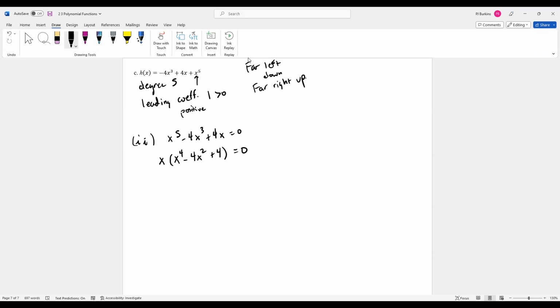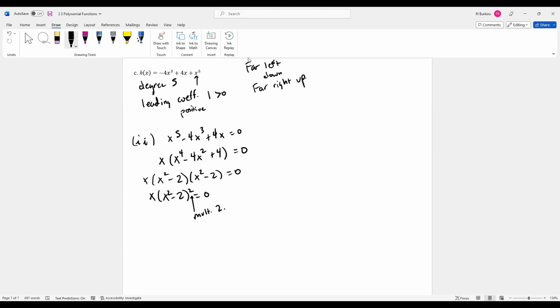I can factor this. I'm still looking for two numbers that multiply to 4 and add to -4. Those would be -2 and -2 again. Notice I have x squared and x squared. That's required in order for me to get x to the 4th for that term right there. Okay, so that's the correct factored form. I would also write it this way, just so we understand that this one has multiplicity 2.